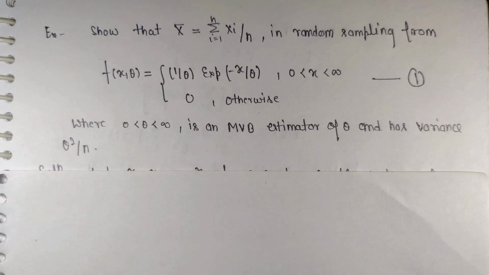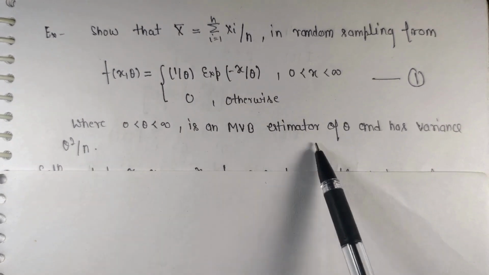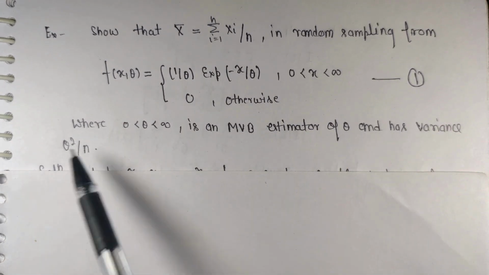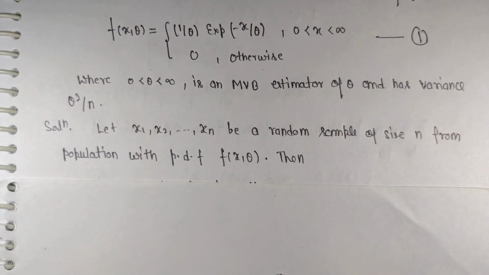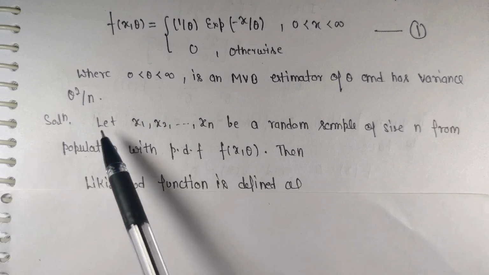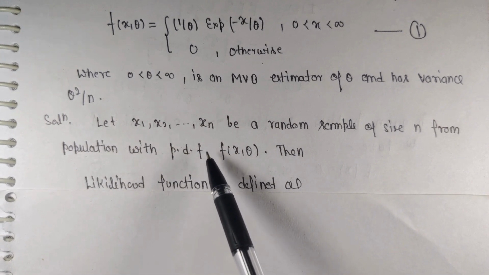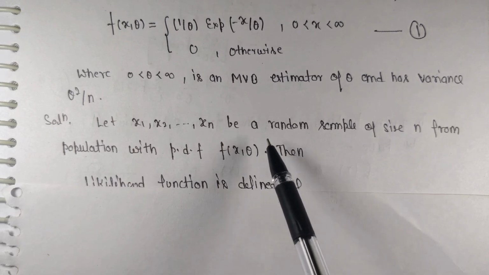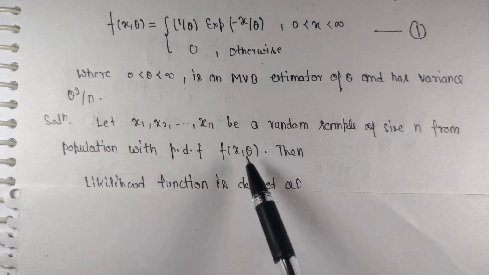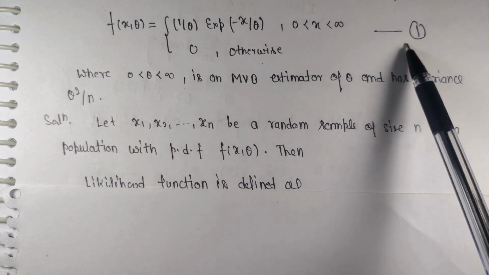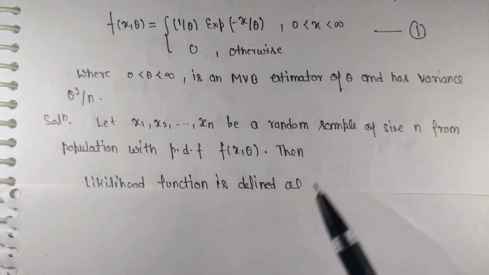So come to the solution part. How can we prove that this x bar is a minimum variance bound estimator and has the variance theta square by n? Now you can see here, let x1, x2 up to xn be a random sample of size n from a population with PDF f(x, theta), and f(x, theta) is of exponential form. Okay, this is the exponential probability density function.